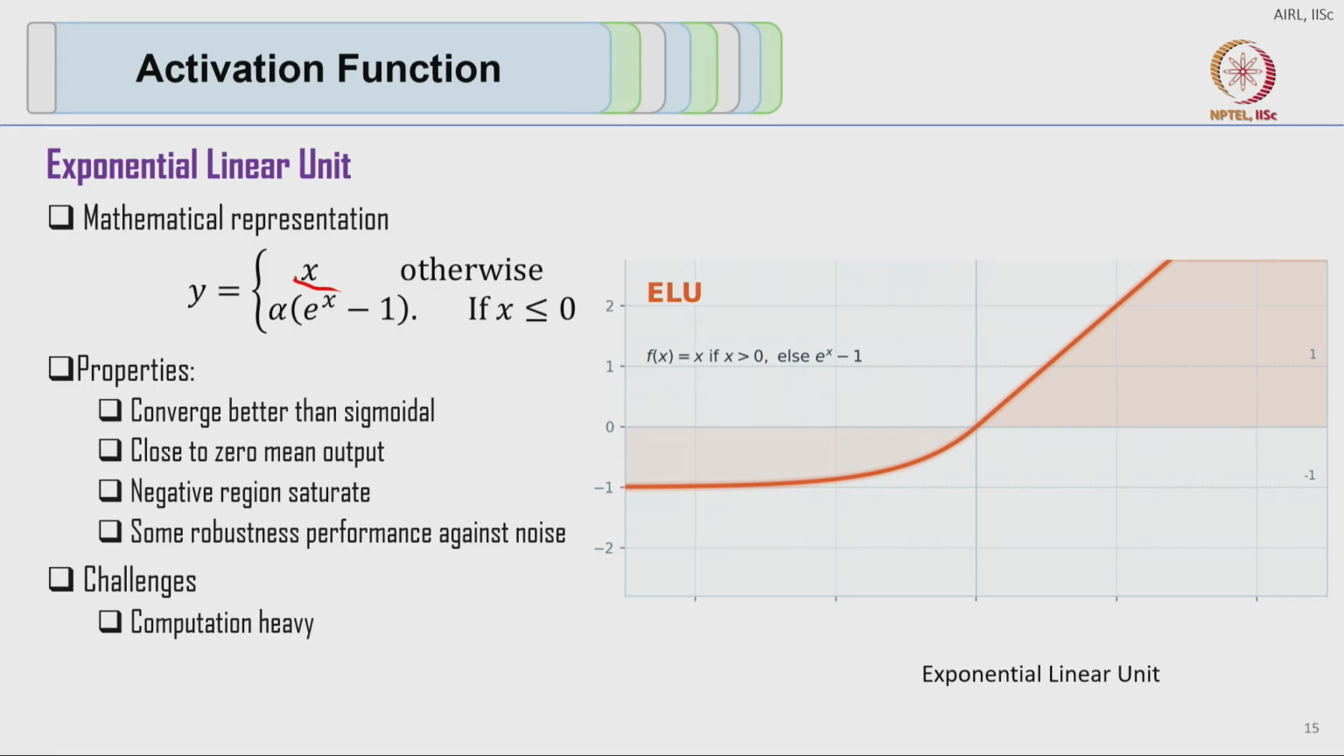Compared to sigmoid, it will be better, right? Close to zero mean output is possible. Negative regions do saturate here, remember that. Some robustness against noise will be there, but computational cost increases. I am compromising here, right? Earlier there was no e power x, now there is an e power x. So my cost of computation in y as well as gradient is going to increase.